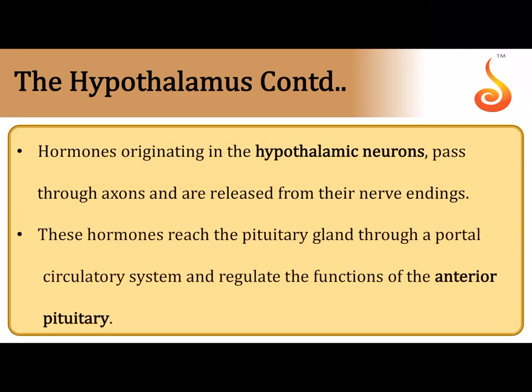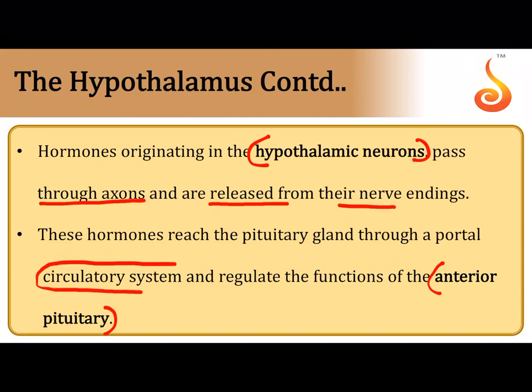So this is what I was telling you just now, that hypothalamic neurons pass their axons all the way and they are released from their nerve endings. And please remember, they pass their axons all the way to the posterior pituitary. But how does the hormone reach the anterior pituitary? Just now I told you, the neurons do not have that lengthier axon. So they release their secretion into a special type of circulatory system which is referred to as the portal circulation, and that carries the hormones of the hypothalamus specifically to which pituitary gland? To the anterior part of the pituitary gland. To the posterior part, there is no need of any circulation, because axons from the hypothalamus directly extend into the posterior pituitary.